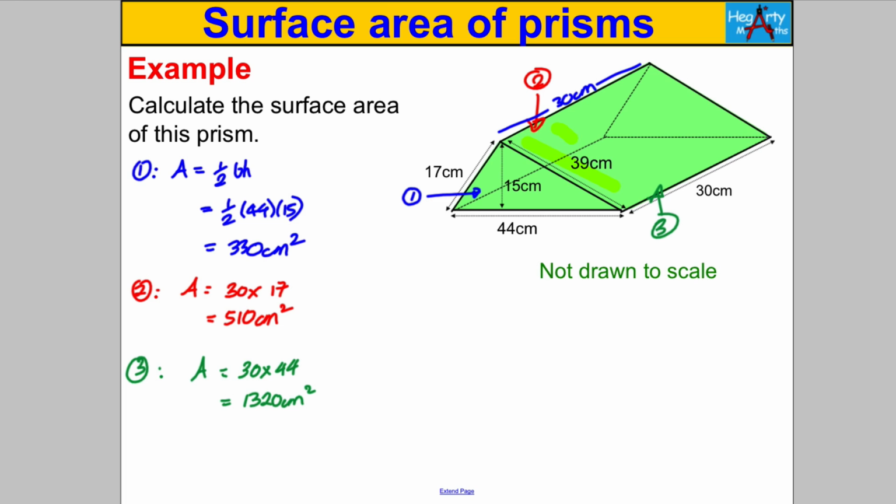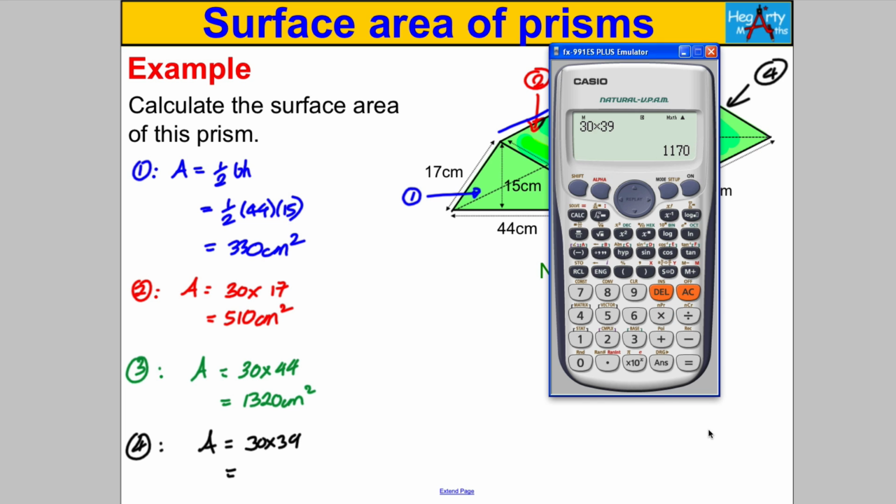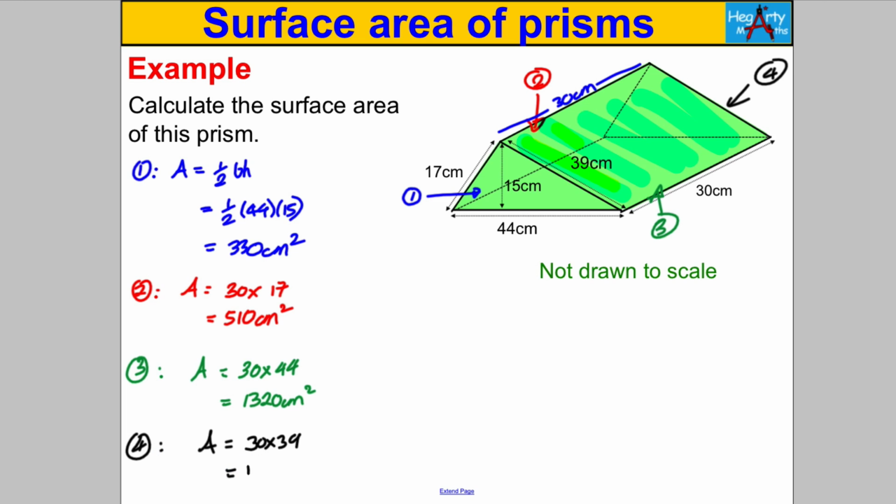And the last one we've got to concern ourselves with is this sort of slanted height here. So this height here. Now that again is a rectangle. I'm going to call that side 4. That's a rectangle, and the base is 30 and the height is 39. So we're simply going to do 30 multiplied by 39, and we get 1170. So this is 1170 centimeters squared.